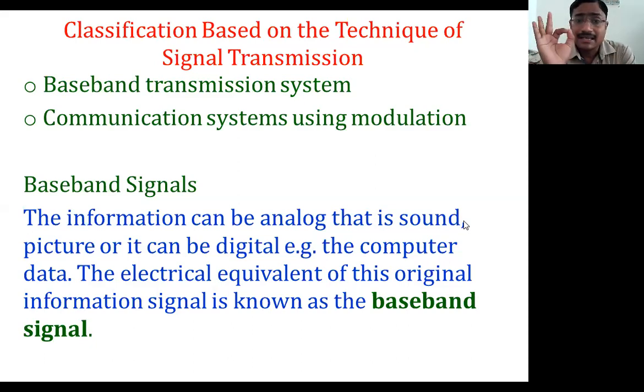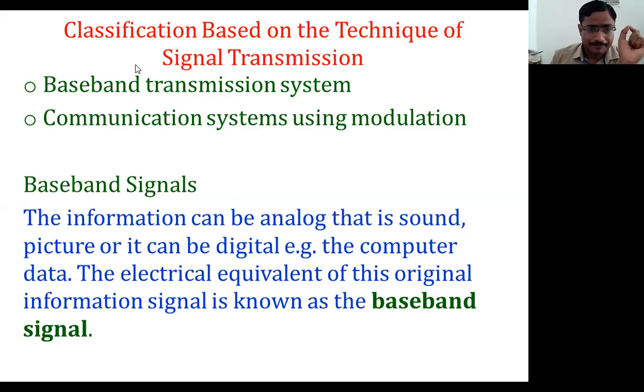The information can be analog like a sound, picture, video, music, or it can be in the digital form like computer data. And when we have this information in the computer data or analog signal, the electrical equivalent of this information signal is called a baseband signal. And the communication system which depends upon this is called a baseband communication system.